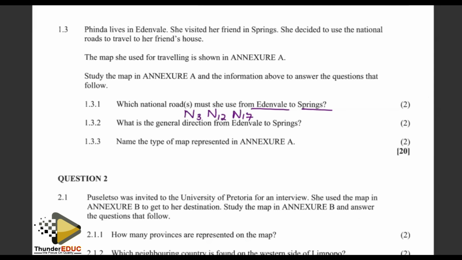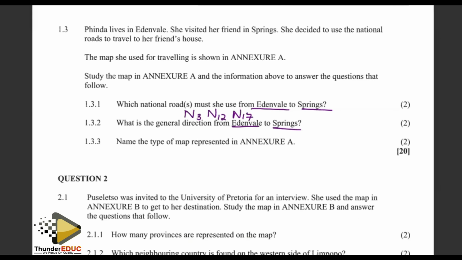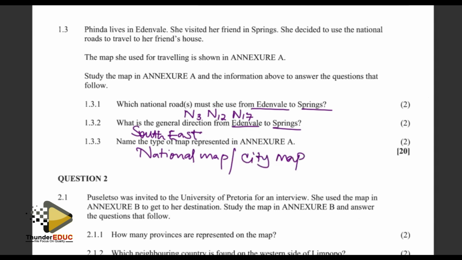What is the general direction from Endelville to Springs? From here to Springs. This is south-east. So here we shall write south-east. Name the type of the map. You can see it's a national map because it shows the national routes. The national map. Or someone else could talk of the city map, but it's not a city map because it shows national roads. So it's a national map.